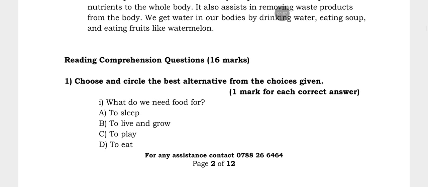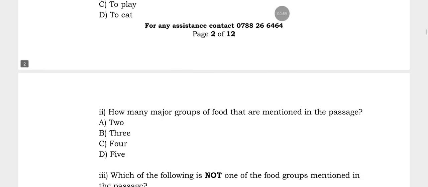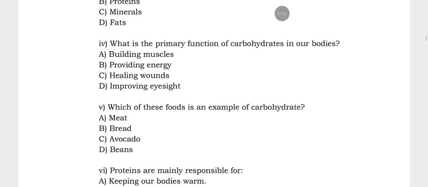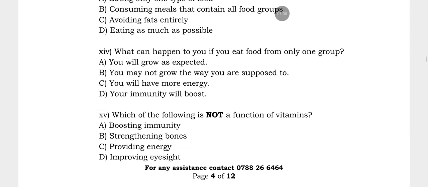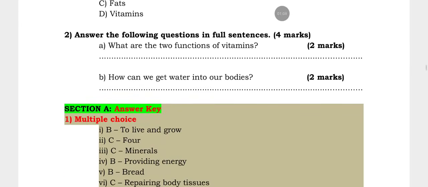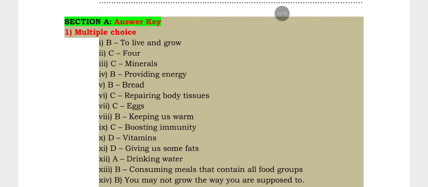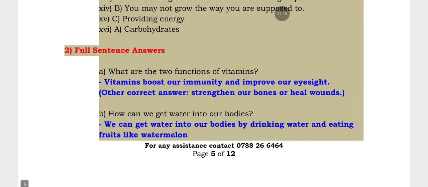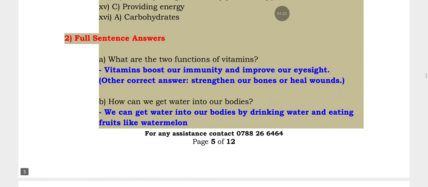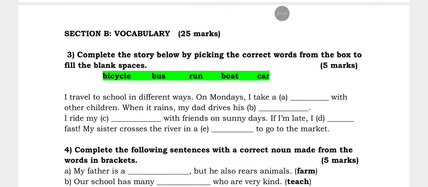So as you see here, the questions have been asked on this comprehension. And then the answers are here. Question number 2 has full sentence answers. As you see, there is A, B, its respective answers.